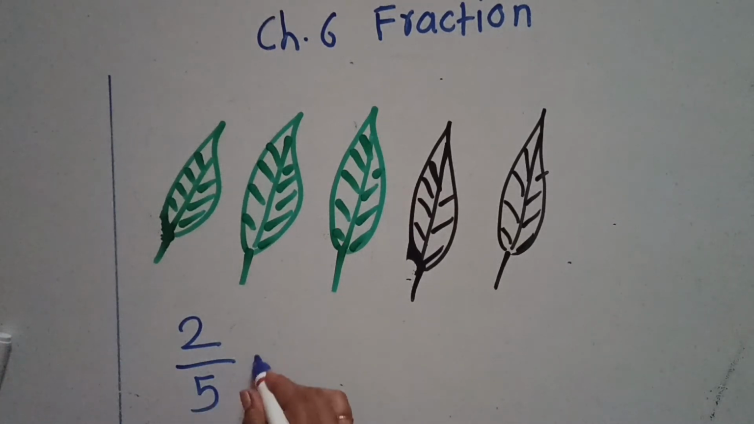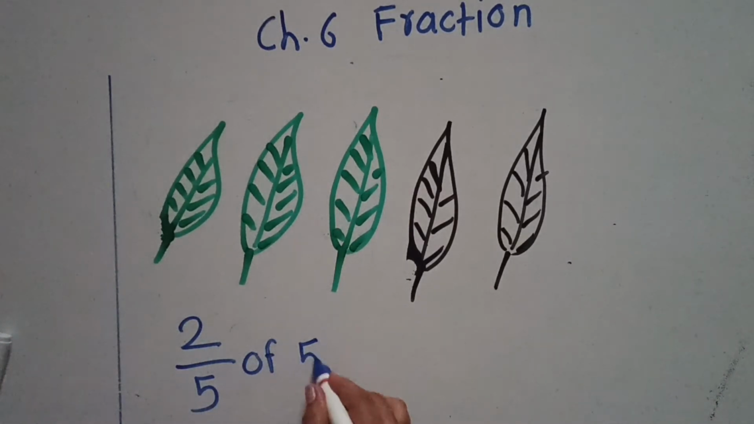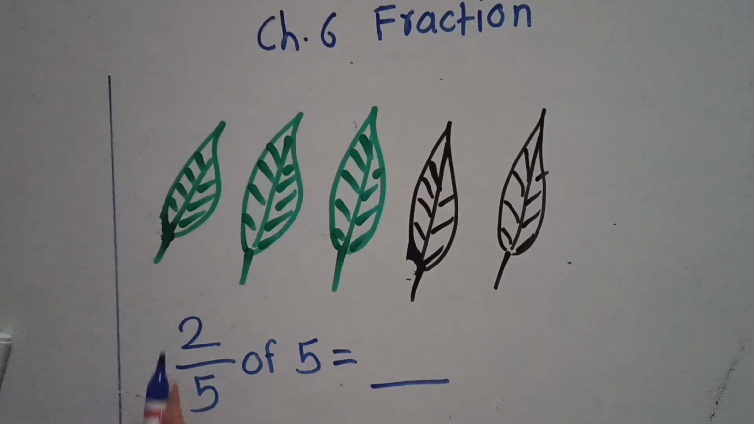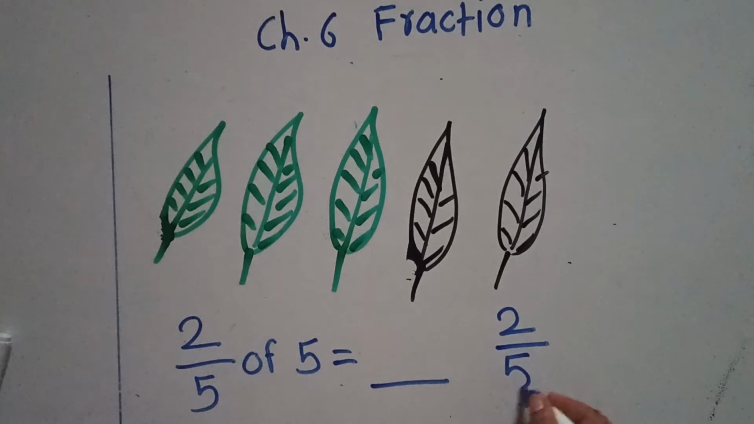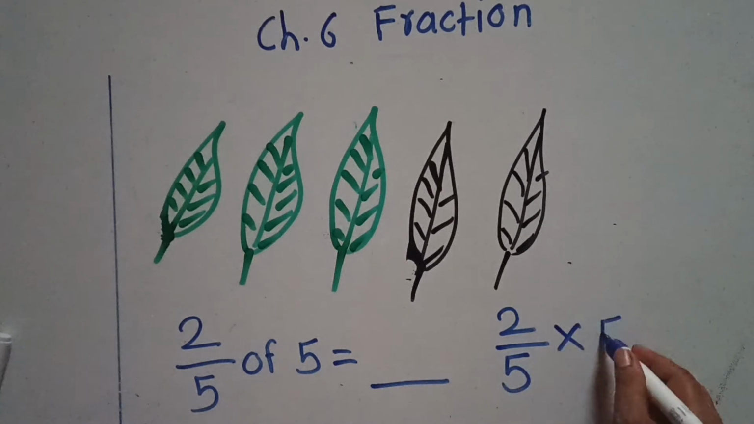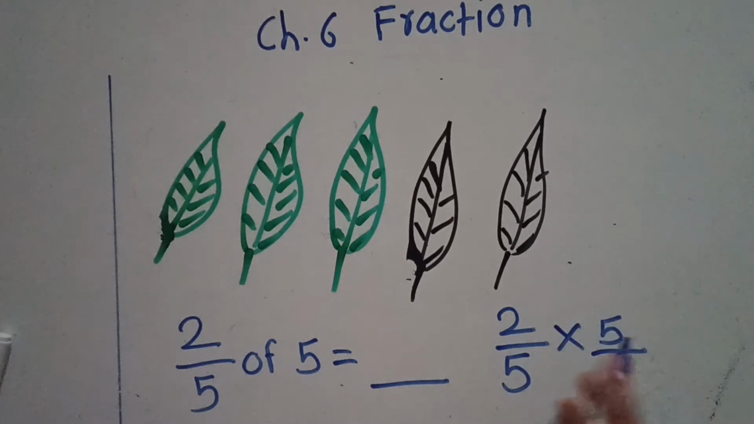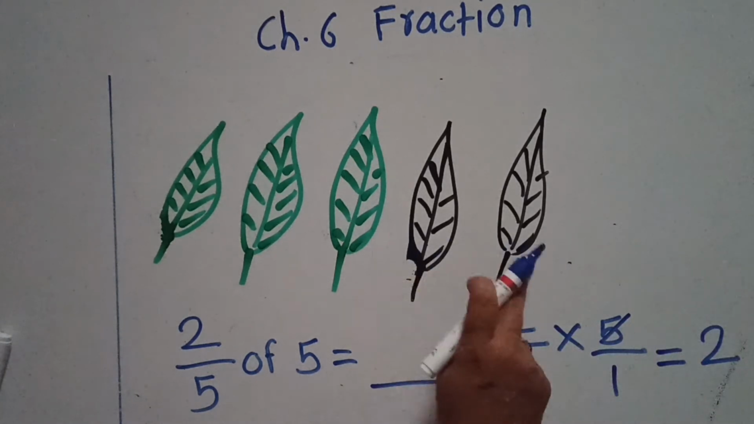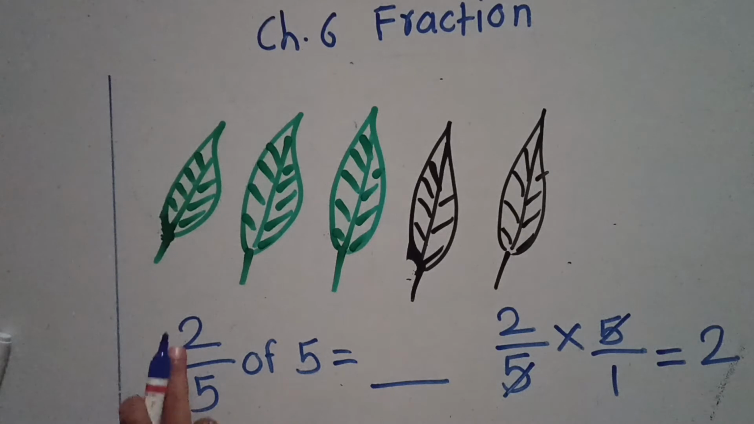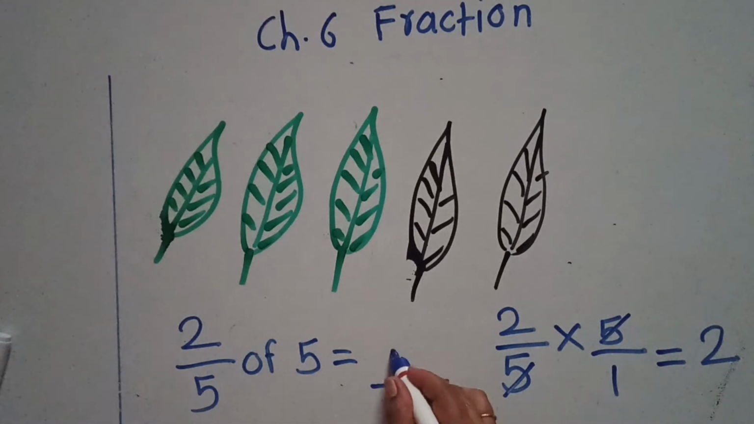2/5 of 5 means 2 upon 5 multiplied by 5, because the total number of leaves is 5. So when we cut this 5 and this 5, we get 2 leaves, 2 dry leaves. Okay, so 2/5 of 5 is equal to 2.